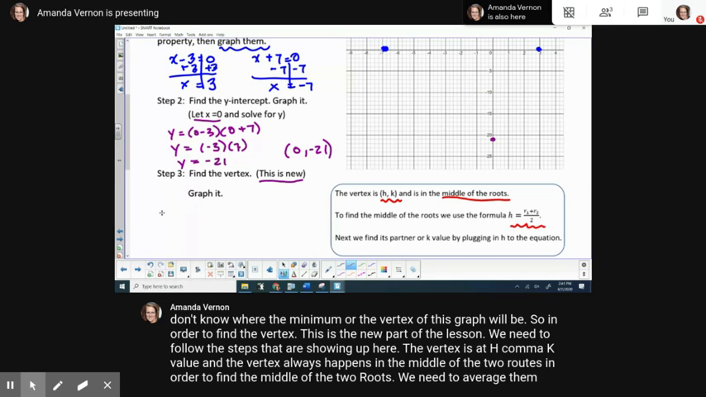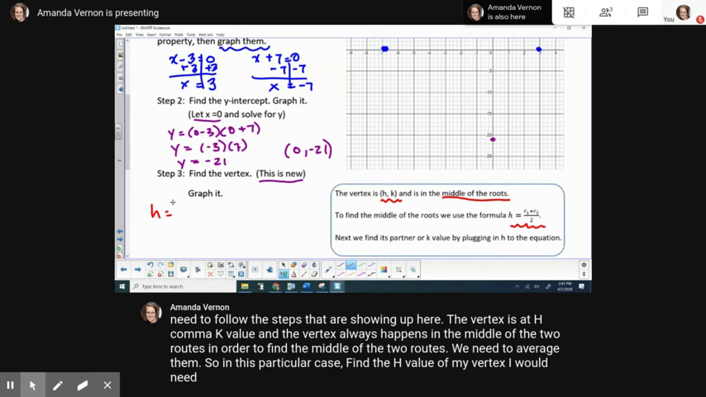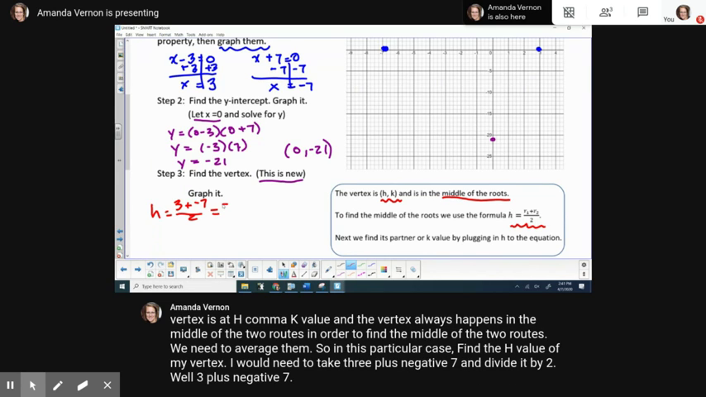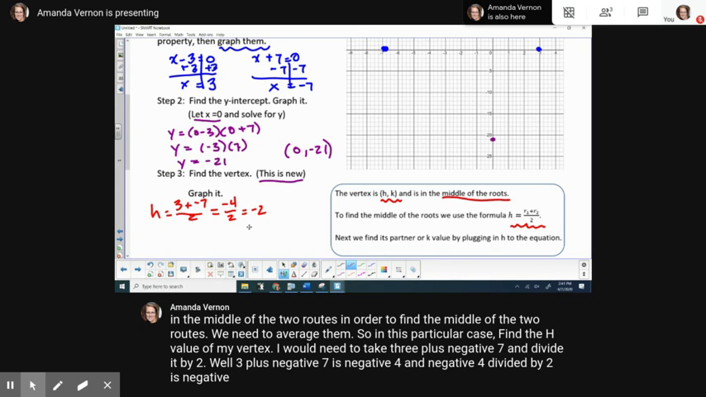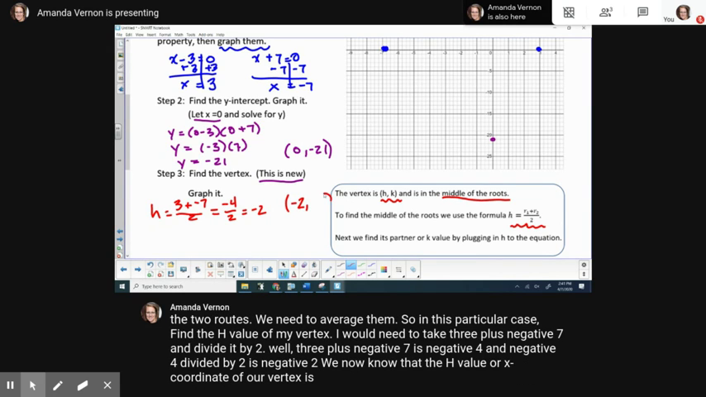In this particular case, to find the h value of my vertex, I would need to take 3 plus negative 7 and divide it by 2. Well, 3 plus negative 7 is negative 4. And negative 4 divided by 2 is negative 2. We now know that the h value, or x coordinate, of our vertex is negative 2. We don't know what the y value is.